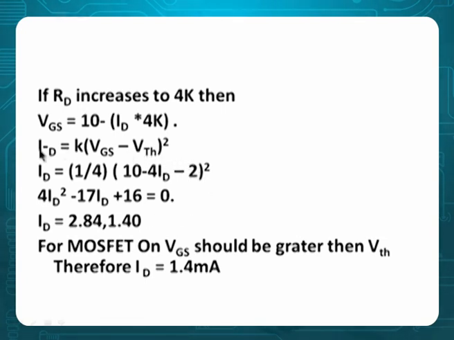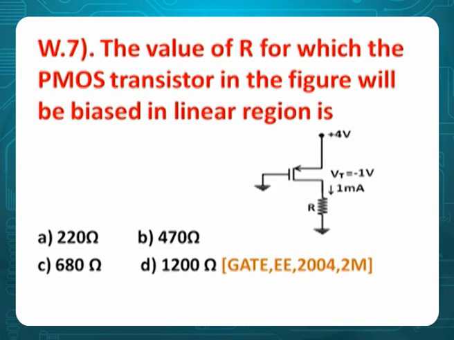If you substitute these values using Kirchhoff's laws from the output KVL, you will get ID as 2.84 or 1.4. And the MOSFET VGS should not be less than the threshold voltage. Therefore, ID is 1.4 milliamperes. Option is C.